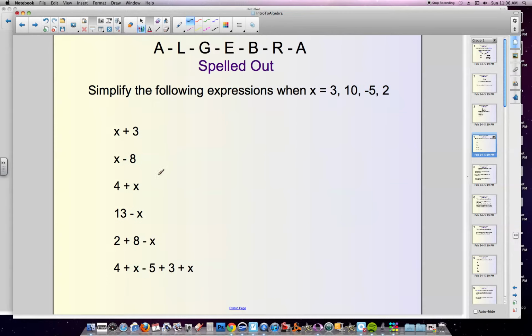And this is a good problem because it can get more complicated. If X is 3, then this means 4 plus 3 minus 5 plus 3 plus 3. So if X is 3, well, 4 plus 3 is 7. And 7 minus 5 is 2. And 2 plus 3 is 5. And 5 plus 3, that would equal 8. But once again, of course, it would change if you substituted a different value in for X.